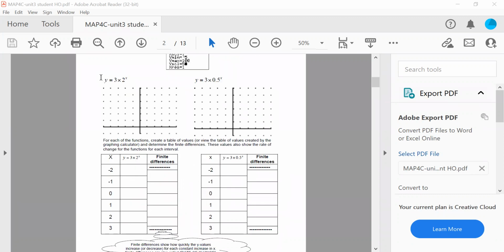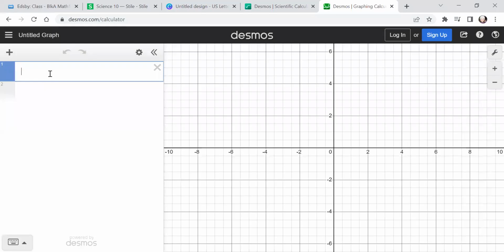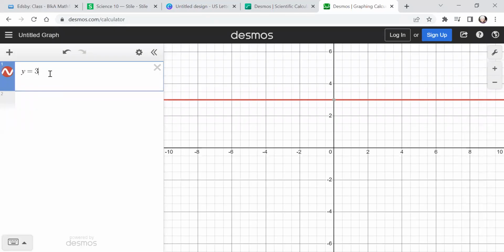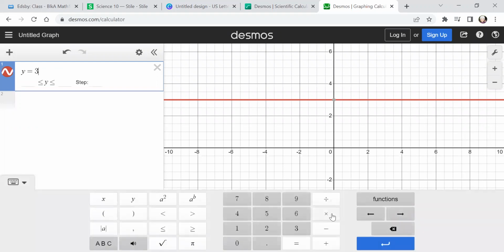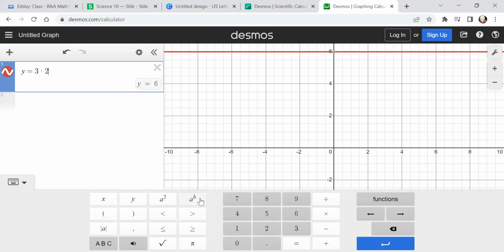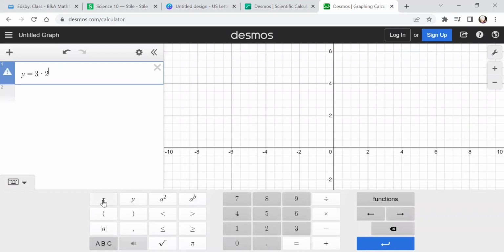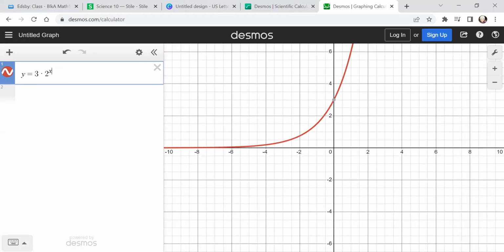But first, looking at this equation, 3 times 2 to the power of x, I'm just going to open Desmos, which is just an online graphing calculator. And you're just going to put the equation in here. So y equals 3 times 2 to the power of x. This AB button is how you put an exponent that's not a 2. So I'm just going to hit that AB button and then x. And then this is the graph here that you're just going to copy onto your workbook.